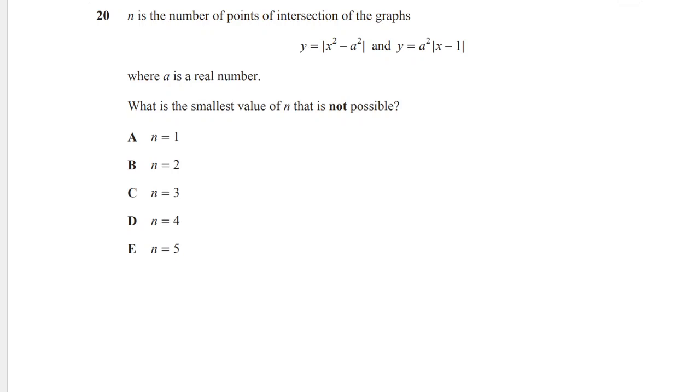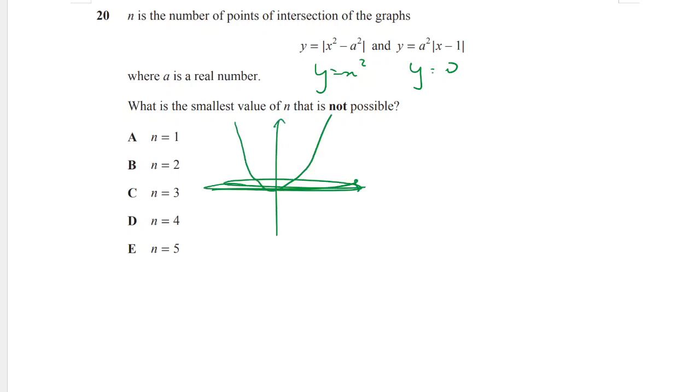If a is 0, then y equals x squared and y equals 0. Well, then how many intersections have you got? Well, 1. I don't need to draw this graph. It's trivial. You have x squared and y equals 0, it's just the axis. So n equals 1 is possible. So A is already wrong.